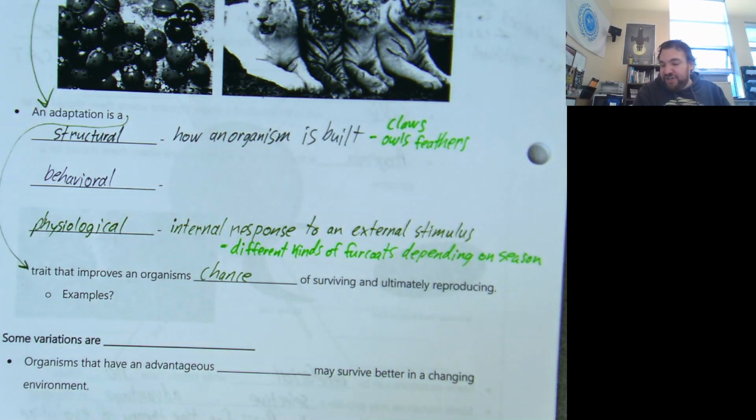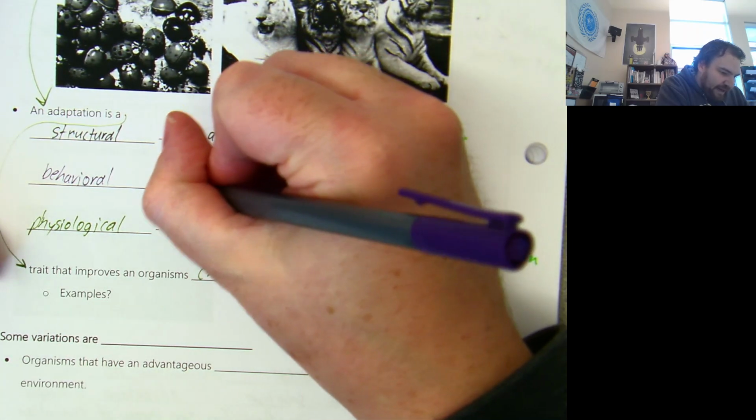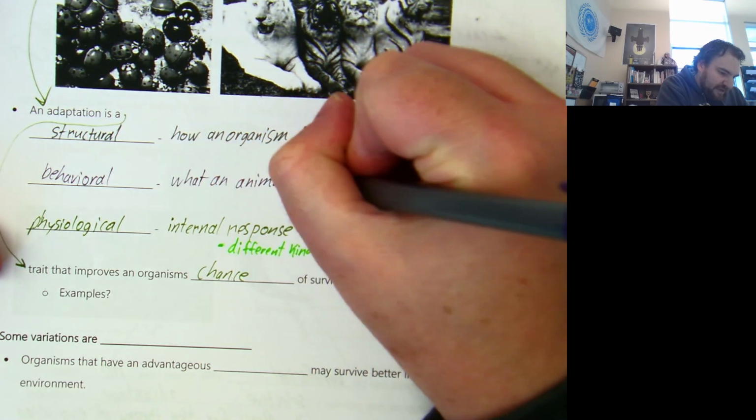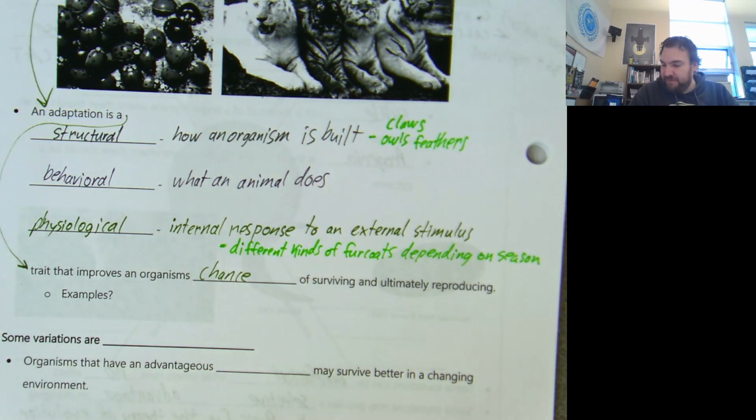A behavioral adaptation is what an animal does, how it goes about its business. So the fact that dogs are inherently pack animals, they like the presence of other dogs, generally speaking, or that a skunk can spray or that an octopus can, that they do these things, is an example of a behavioral adaptation.